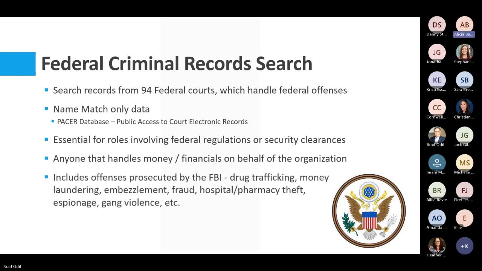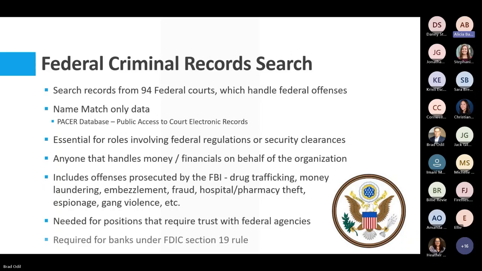The searches include offenses prosecuted by the FBI like drug trafficking, money laundering, embezzlement, fraud, hospital pharmacy theft, espionage, gang violence, crimes involving computers such as child pornography, etc. Federal searches are also needed for positions that require trust with federal agencies such as contractors, and they are also required by banks under the FDIC 19 rule. And I would say that anybody that's on this call that's in healthcare should really make sure you're looking at these federal searches just because of the hospital pharmacy theft information and things of that nature.